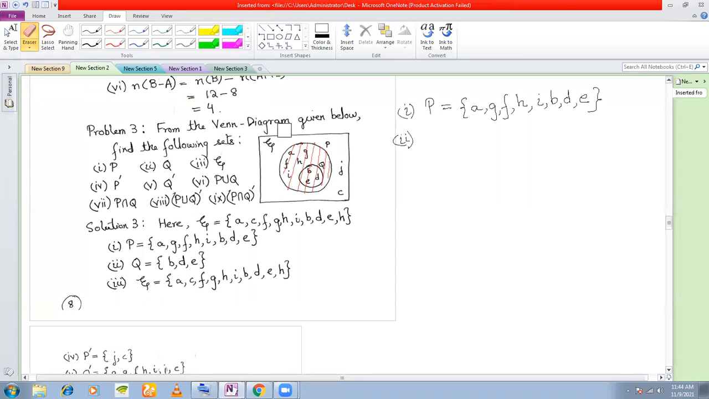Next question is the elements of Q. So Q represents the smaller circle. In Q, you see there are only 3 letters. So whatever is within this circle, that will be the set Q. So you have B, E, and D. Sir, it means Q is a subset of P. Yes. Q is within P, which means Q is a subset of P.